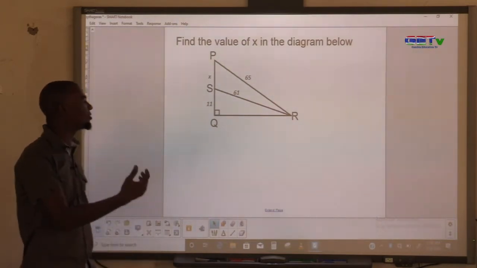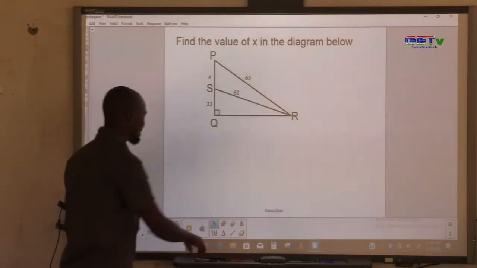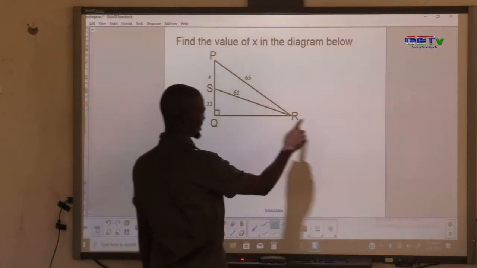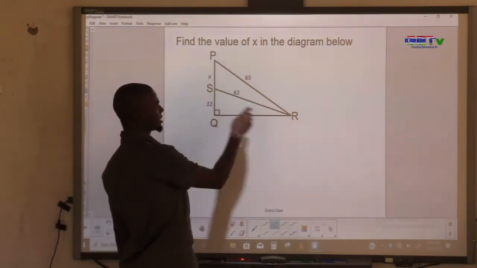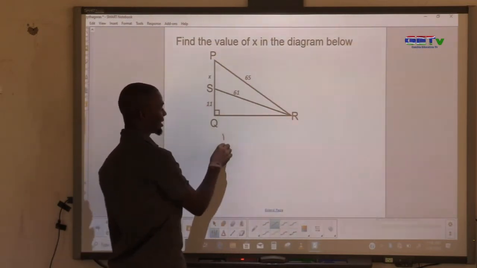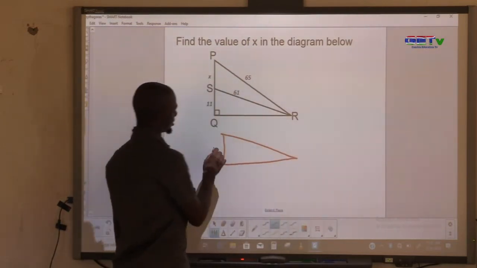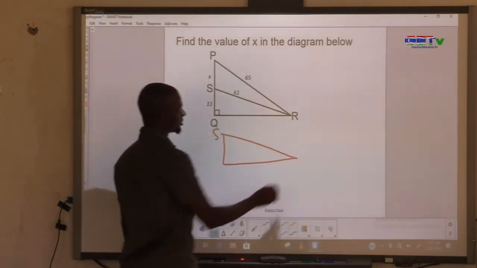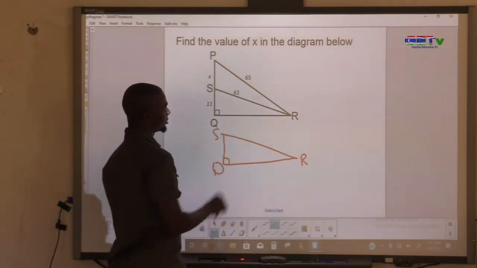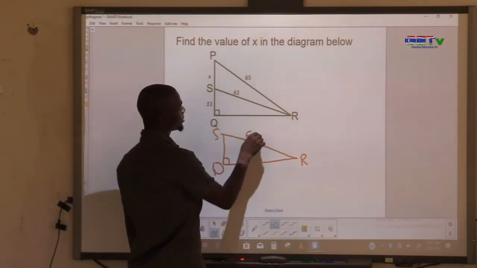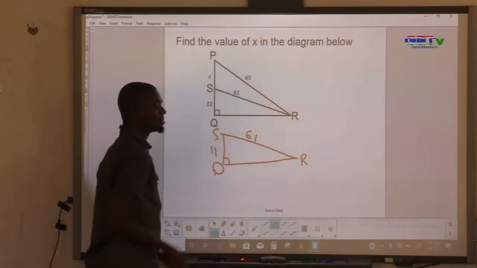Now, how do we find the value of x in this diagram? First, we have to find this distance here, the distance QR. In triangle SRQ, if I take that triangle out, this is S, this is R, and this is Q. This is the right angle. Here is 61. This is 11, and this is what is missing.